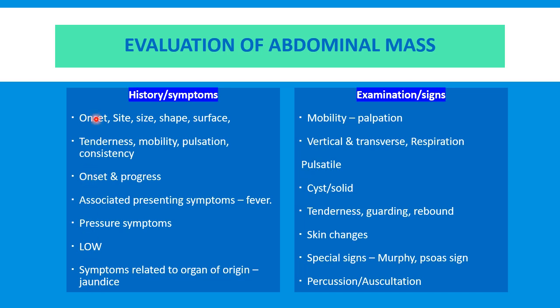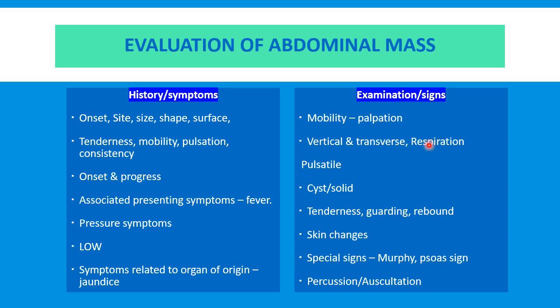Having gone through these details of this important history, you then go to the examination to detect signs of the lump. First, as I said, mobility is very important. This is to be determined very carefully by detailed palpation. Mobility in the vertical and transverse directions, and also its mobility to respiration. As I said, intra-abdominal masses, intraperitoneal masses, are usually freely mobile with respiration as well as by palpation.